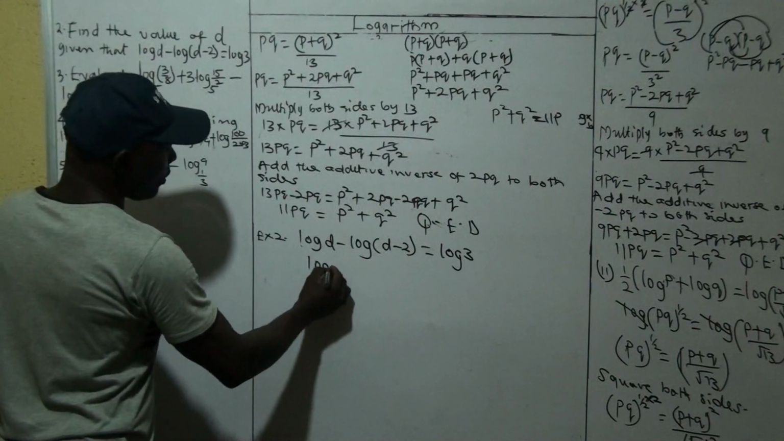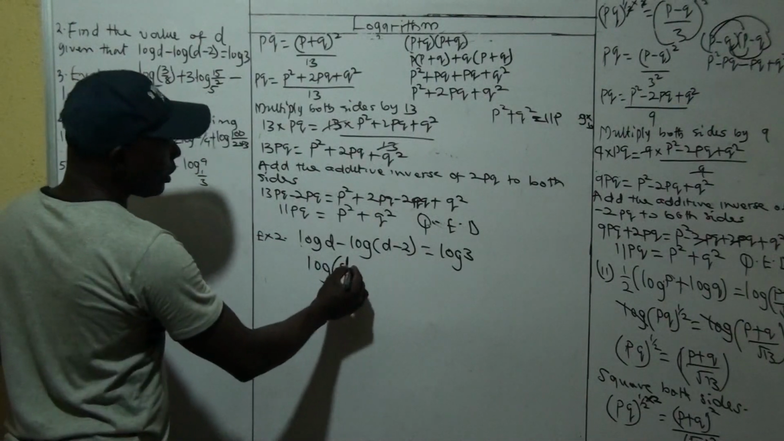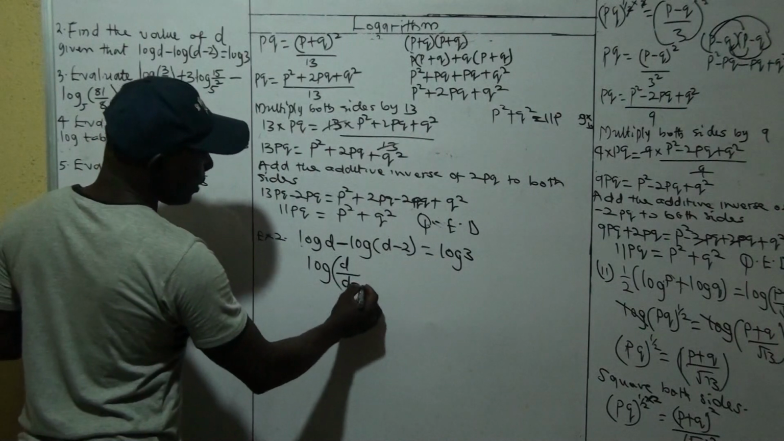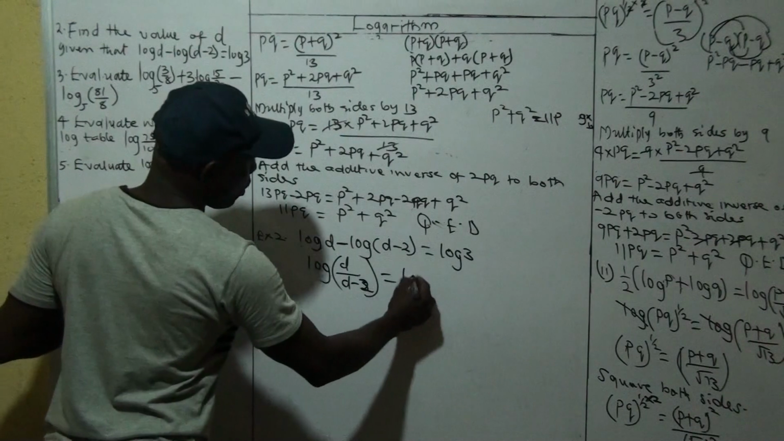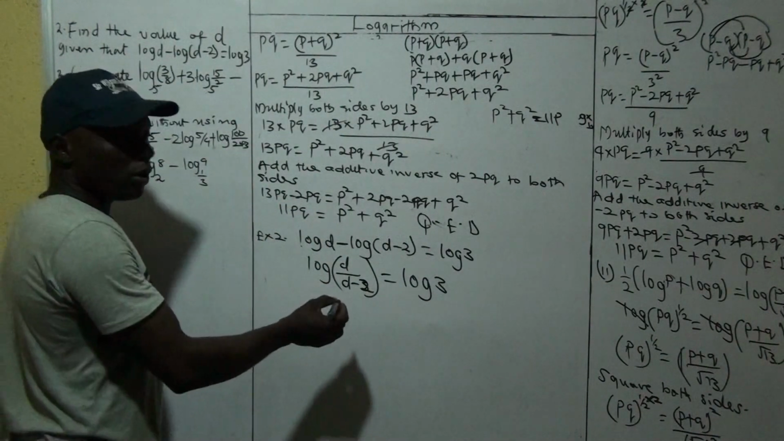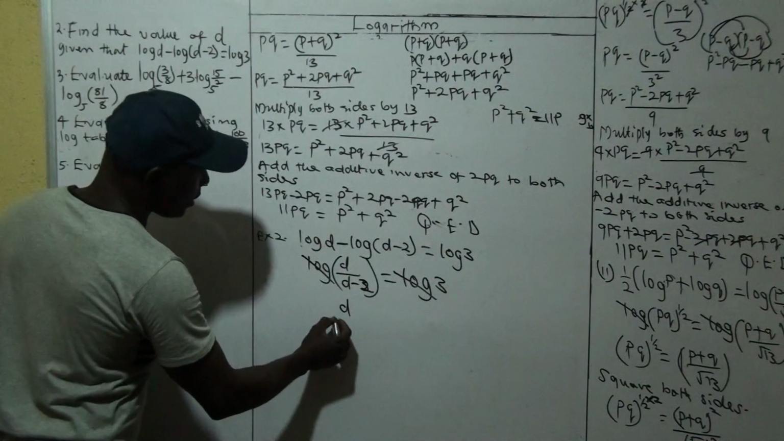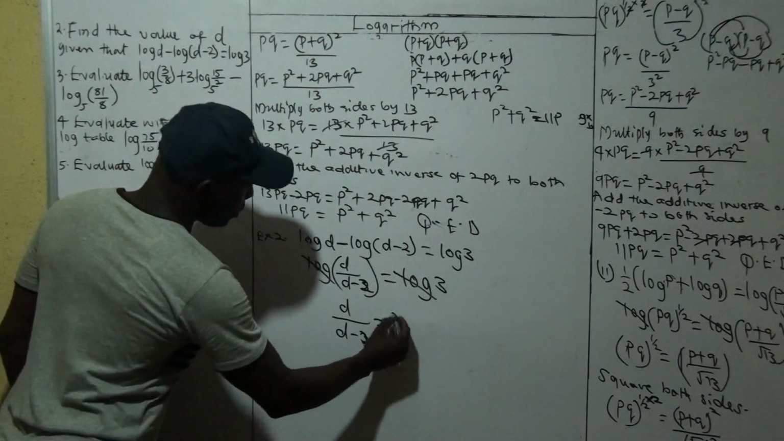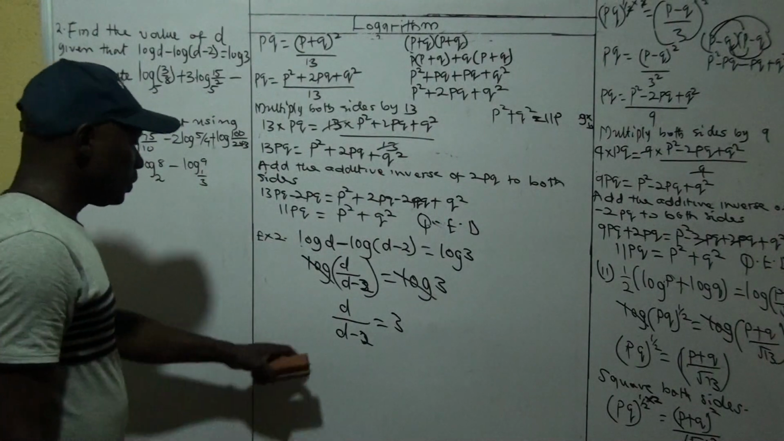This means log (d over d minus 2) is equal to log what? Log 3. So in this case, you just divide both sides by log. So this log will go with this, and we are left with d all over d minus 2 is equal to 3. Okay. Now what do we need to do here?